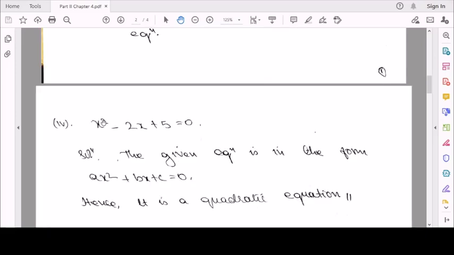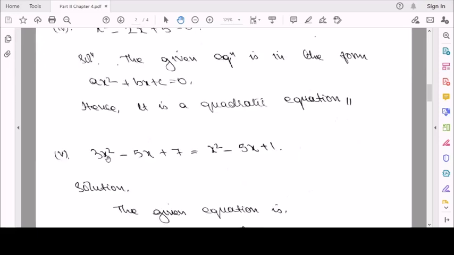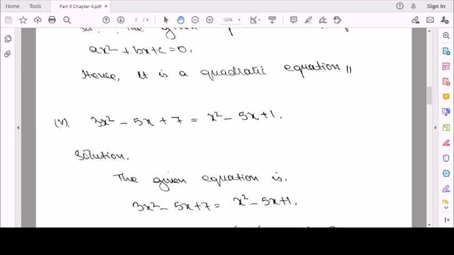Number 4, x square minus 2x plus 5 is 0. The same way here also, number 4 is in the form of the standard equation. Hence, it is a quadratic equation. Number 5 here is a little bit different. We have 3x square minus 5x plus 7 equal to x square minus 5x plus 1.